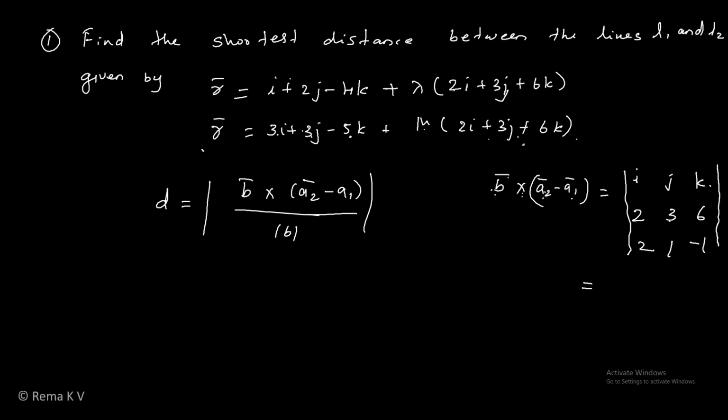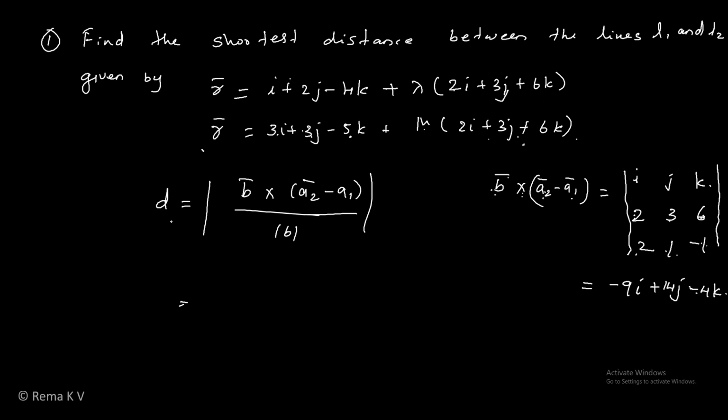This is minus 3 minus 6, which is minus 9i, then minus j into minus 2 minus 12, which is minus 14, so it becomes plus 14j, then k into 2 minus 6, so it is minus 4k. So you got b cross a2 minus a1.